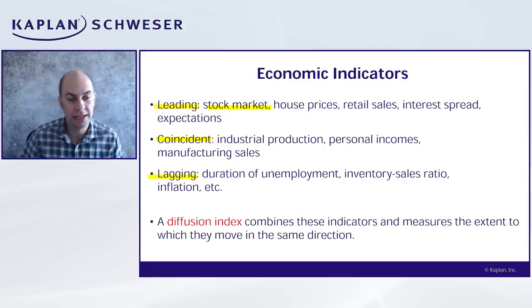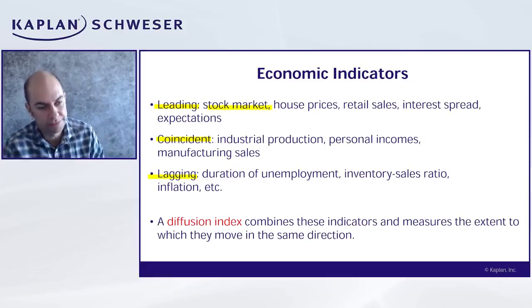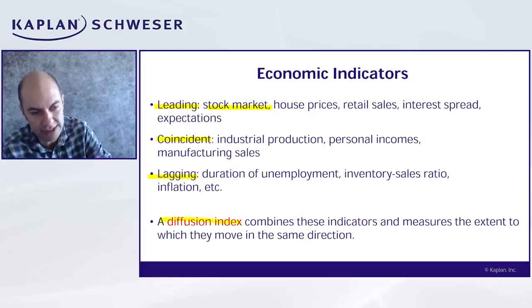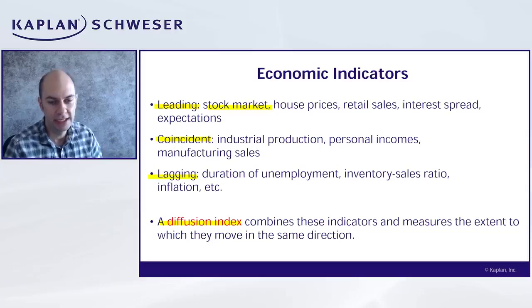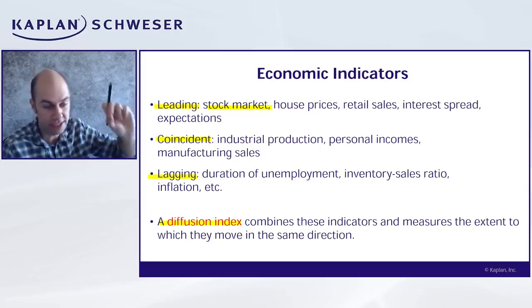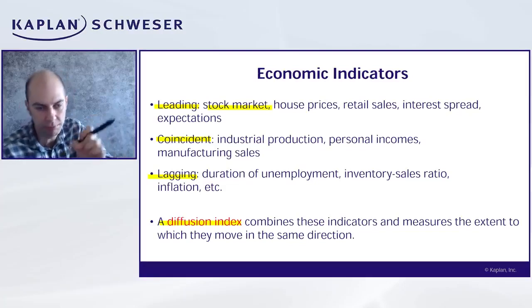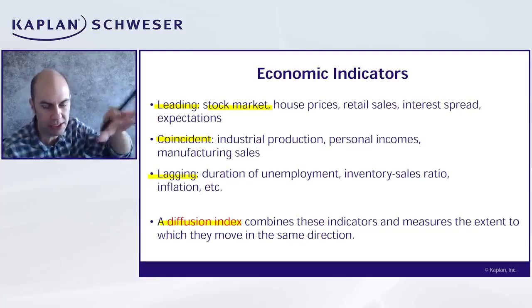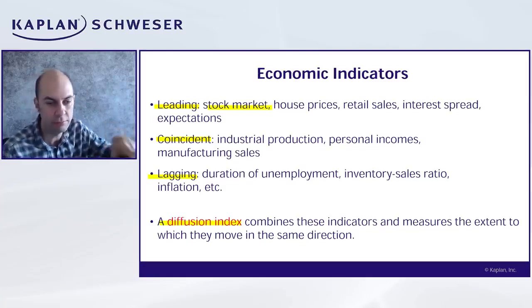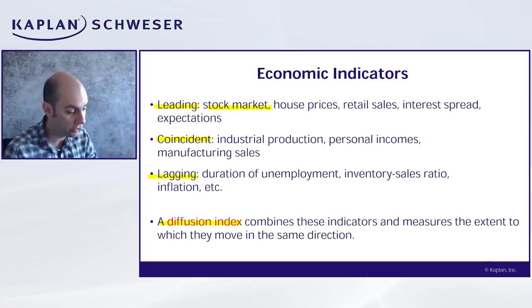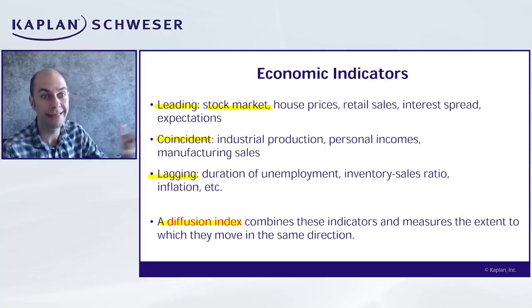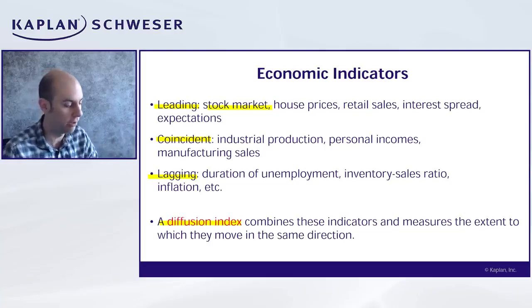All right. And then you've got a diffusion index. A diffusion index basically creates a composite of leading, coincident, and lagging indicators. And then what it does is it measures the proportion of items in that composite index that are moving in the same direction. So essentially, a diffusion index is going to be measuring the breadth or the strength of a particular economic movement.